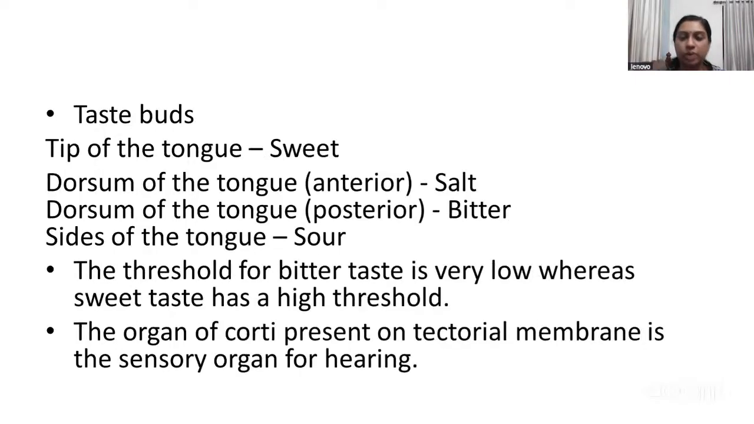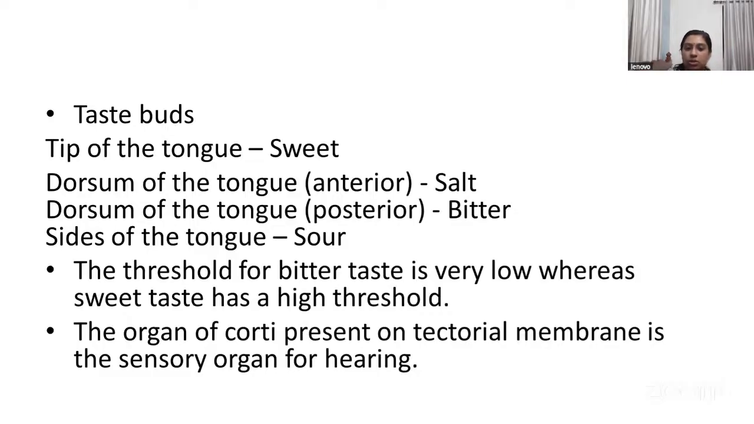Now, the location of different taste sensations. The tip of the tongue is concerned with sweet sensation, and the anterior part of the dorsum of the tongue is concerned with salt sensation. The posterior part of the dorsum of the tongue is concerned with bitter sensation. And on the sides of the tongue, we can appreciate sour sensation. The threshold of bitter taste is very low, so even a mild amount of bitterness can be appreciated. Whereas sweet taste has a high threshold.